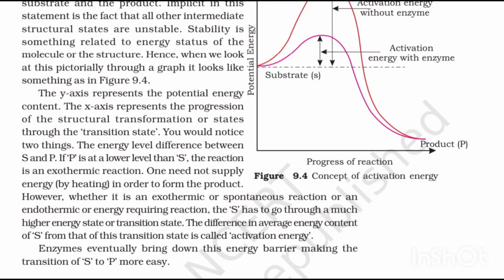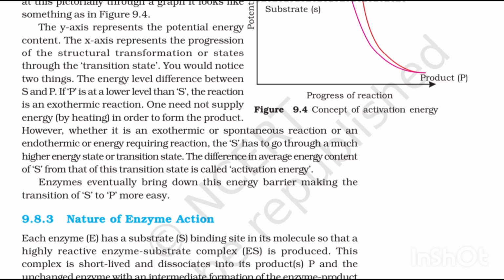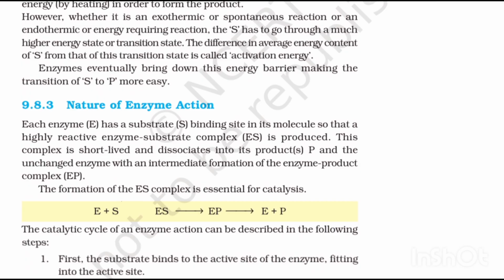However, whether it is an exothermic or spontaneous reaction or an endothermic or energy-requiring reaction, the S has to go through a much higher state, or a transition state. The difference in average energy content from that of this transition state is called activation energy. Enzymes eventually bring down this energy barrier, making the transition of S to P easier.